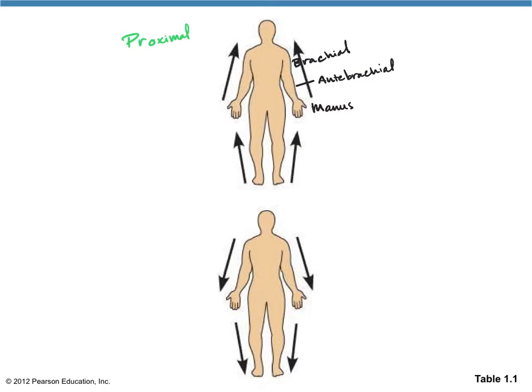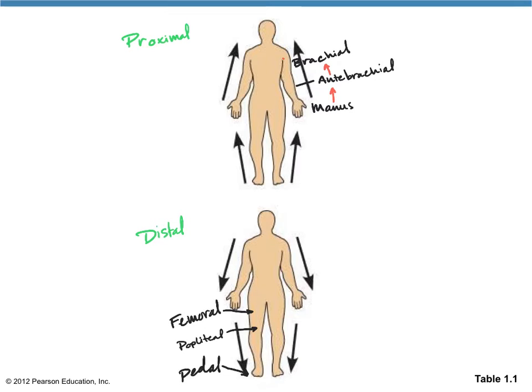So the arm attaches to the body right around here. So you could use the word proximal to describe something that is closer to where the arm attaches. So in this example, we can say that the brachial region is proximal to the antebrachial region because the brachial region is closer to where the arm attaches to the body. You could also say that the antebrachial region is proximal to the manus region because the antebrachial region is closer to the point of attachment than the manus region is.